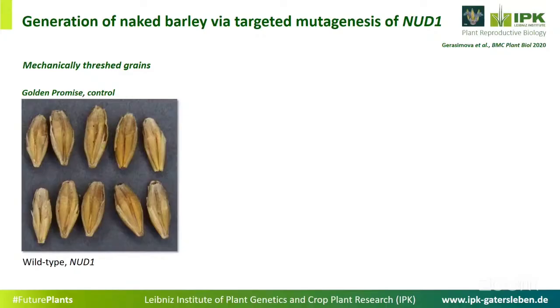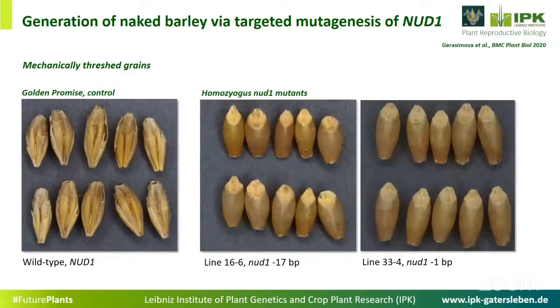So the result phenotypically is that in the wild type, you see that the grains are surrounded by these husks, which cannot really be removed even during threshing. And our mutants are easily threshed and get rid of the husk, and therefore it can be directly used as human food.